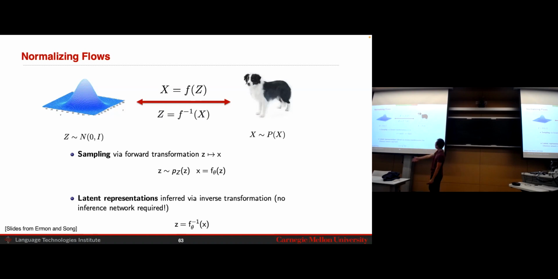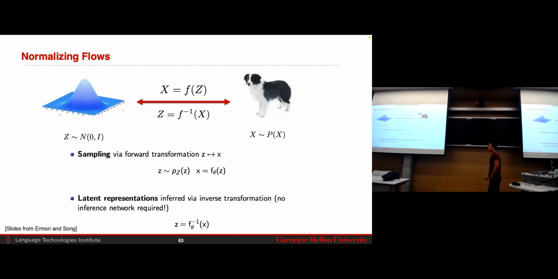Inference is about taking x and applying the function f inverse to get into z space, which allows you to extract features. And sampling is all about taking these latent variables z and applying the function back into the data space.